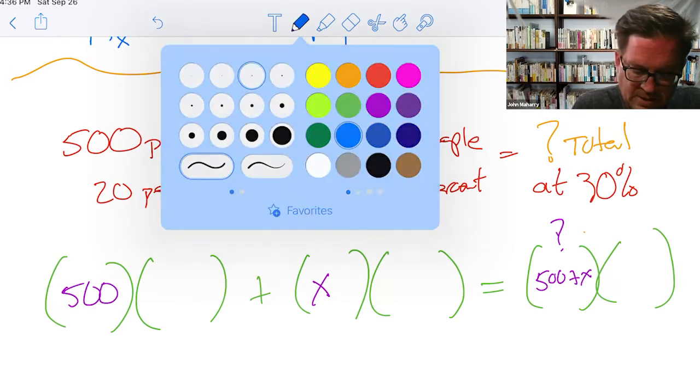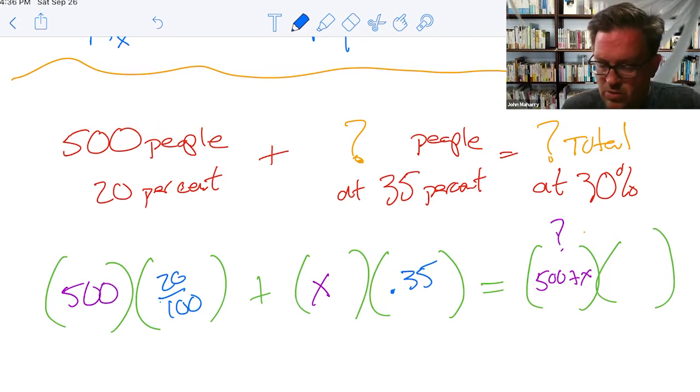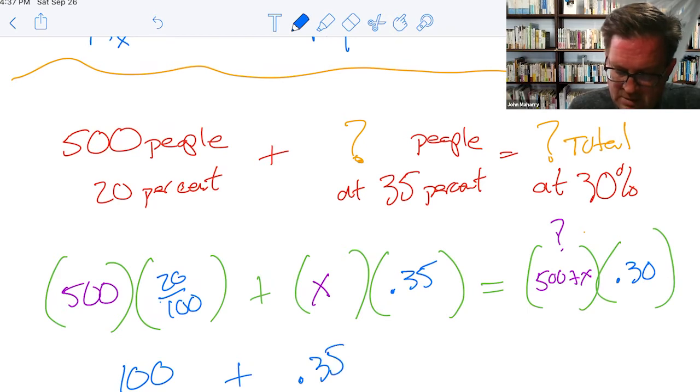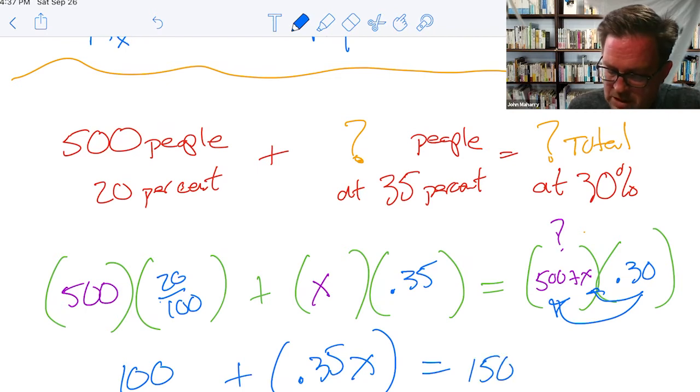And what are the percents? You can do 20% as 20 hundredths, or you can do it as a decimal. Doesn't matter how you want to write it, but at the end it's 30%. 20% of the first, 35% of the next, 30% of the last. So 20% of 500 is 100 plus 0.35x equals this. You have to distribute. 30% of 500 is 150 plus 0.30x. And now we just solve.